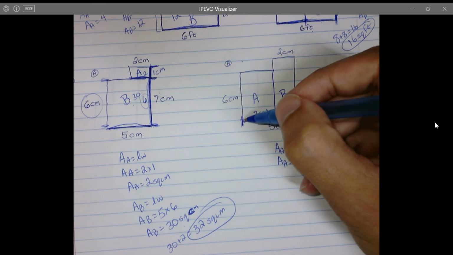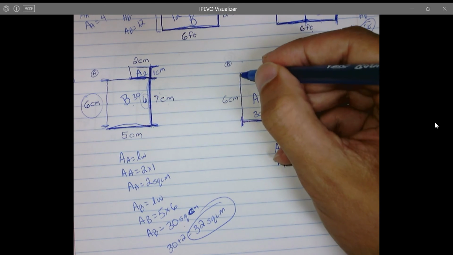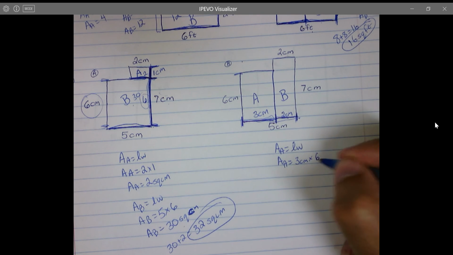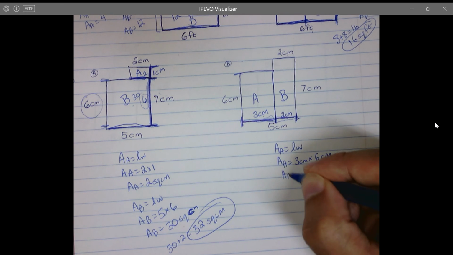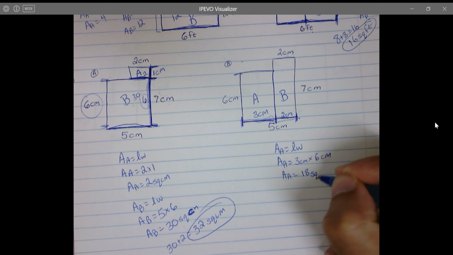And my height is not going to be 7. It doesn't go all the way to the top. It goes right here. It goes to 6. So that would be 6 centimeters. So the area of A would be 6 multiplied by 3, which is 18 squared centimeters.